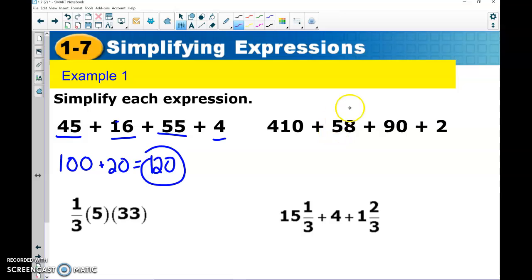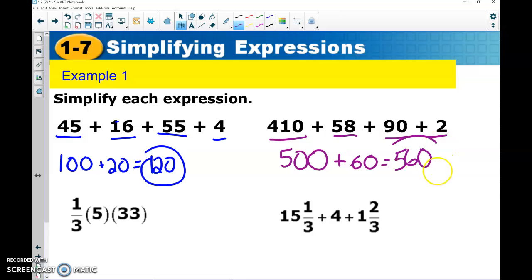Kind of the same thing here. So 410 plus 58 plus 90 plus 2. So I know 410 plus 90 is 500. And then I know 58 plus 2 is 60. So I end up with 560. If I were to try and add this all up in my head, 410 plus 58, and then take that, and then plus 90, and then take that, and then plus 2, probably a little more complicated.